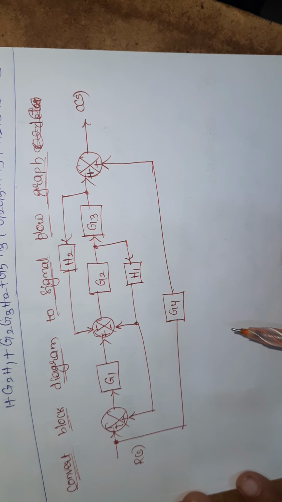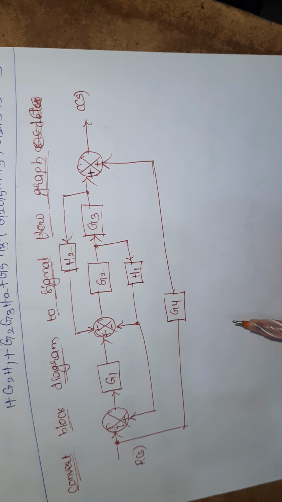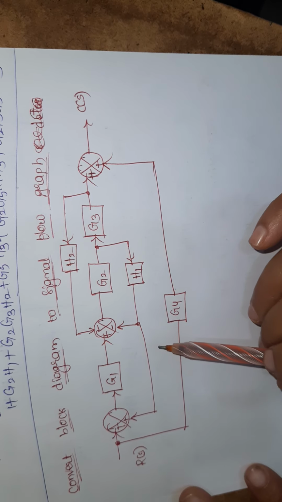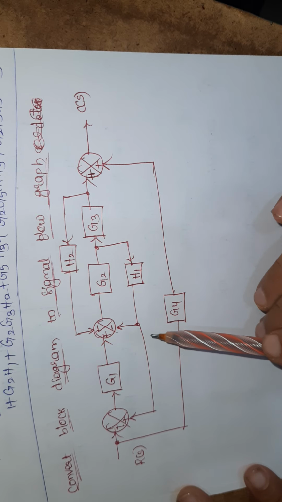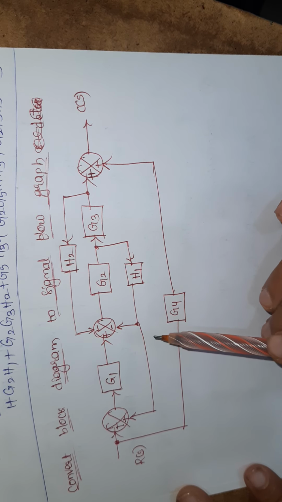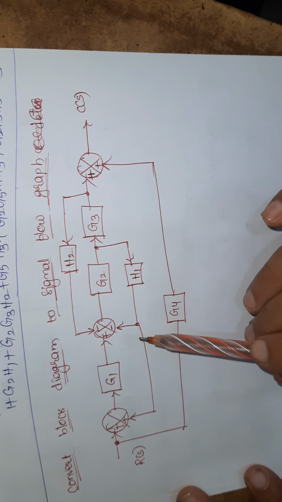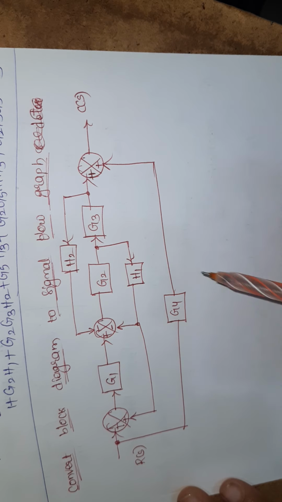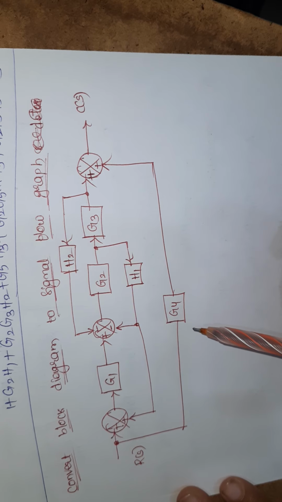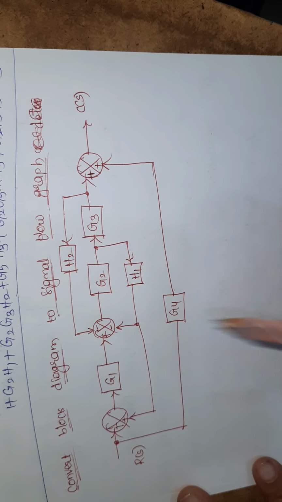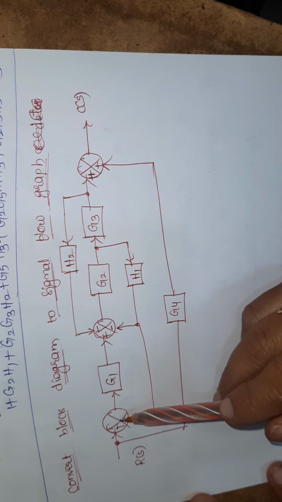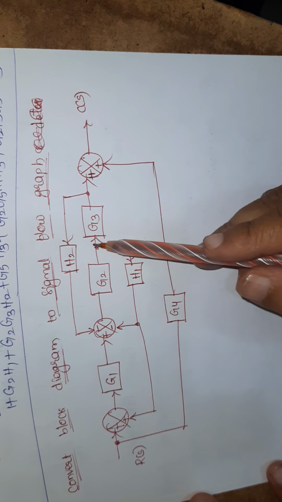And if we have a signal flow graph, we can easily find the transfer function by using Mason's gain formula. Okay, so first in this session I am going to convert the given block diagram into a signal flow graph. How to calculate the transfer function from the signal flow graph, we already discussed in the last session. Okay, so here I have summing points and branch points.